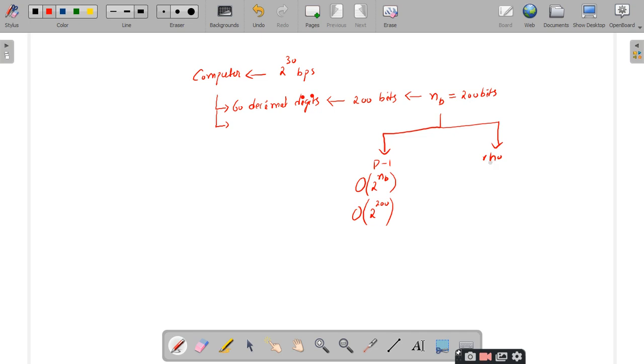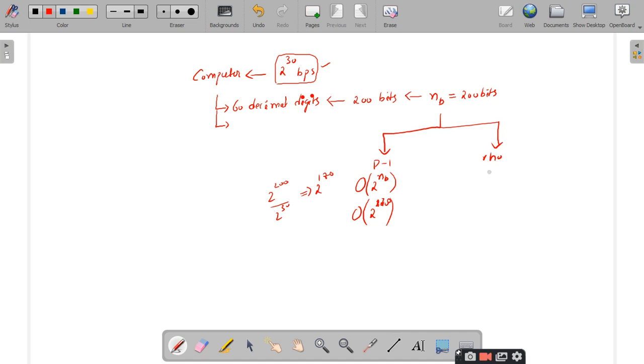But here you should observe one point: this 2 power 200 is not the actual figure. Why? Because the computer is operating at 2 power 30 bits per second. So you have to divide 2 power 200 by 2 power 30. What is the result? It is 2 power 170, that is 200 minus 30, which is some years together. Years together you have to run the program with this computer speed.